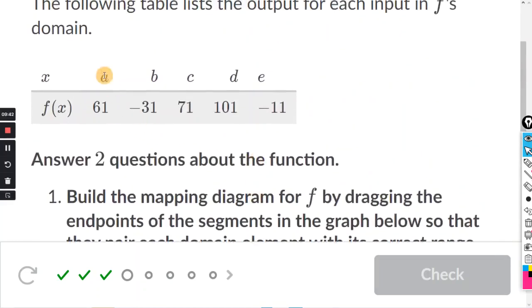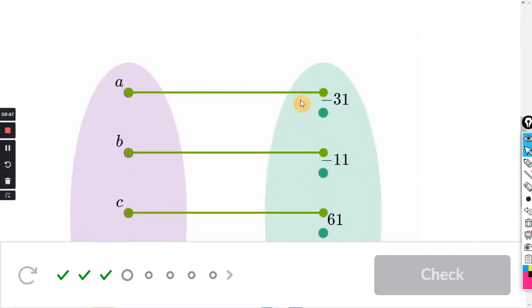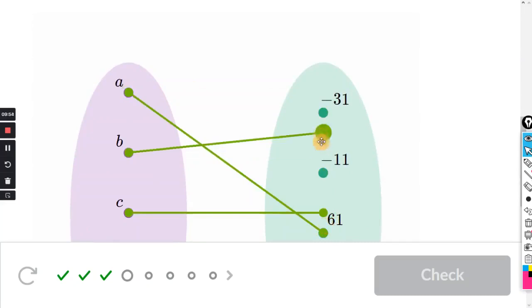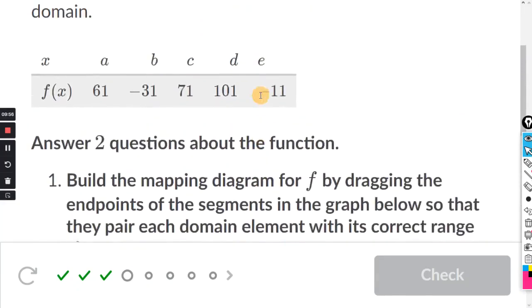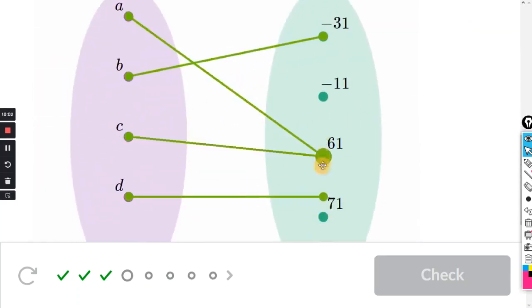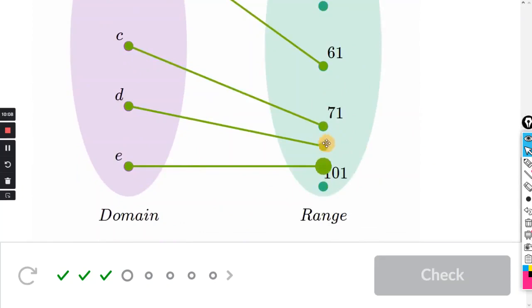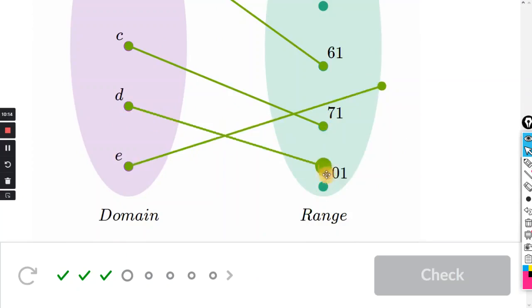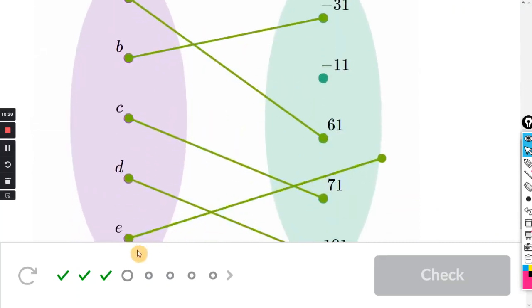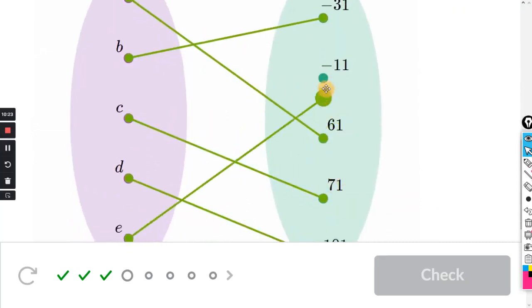A is 61. B is negative 31. So A is here, A is 61. B is here, that is associated with negative 31. C is 71. D is 101. Okay, C is 71, and D right here is 101. I'm assuming it's down here. D is, whoops, D is this one. That's 101. And finally, E is negative 11. So this one is E, and that goes to negative 11.